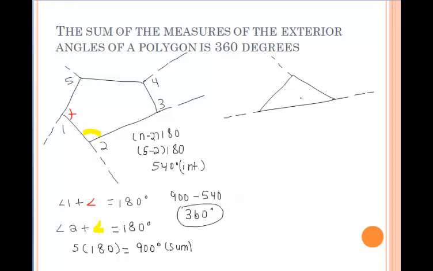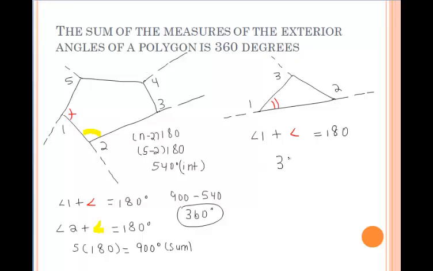Let's compare it to the triangle. For the triangle, once again, I'm labeling the exterior angles 1, 2, and 3. And just like we talked about before, we know that this exterior angle 1 plus the red angle must equal 180 degrees, and we can continue that all the way around the triangle.